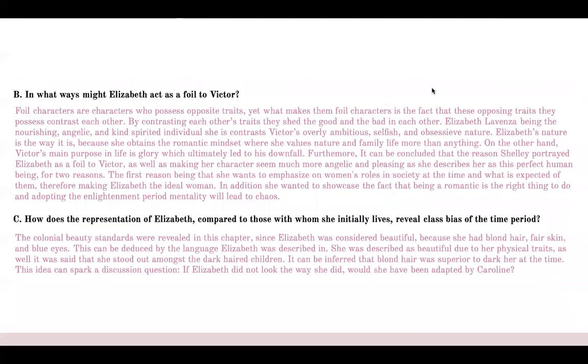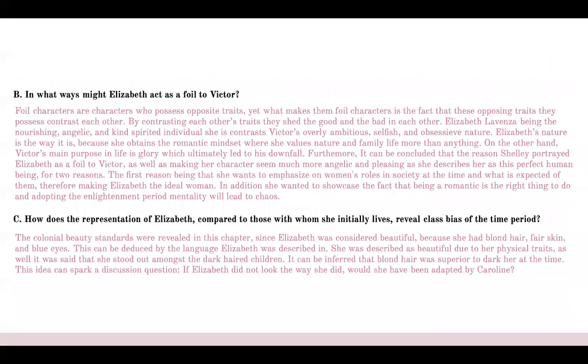Now, in what ways might Elizabeth act as a foil to Victor? So I did previously mention that but we will go into further elaboration. Foil characters are characters who possess opposite traits, like I previously mentioned. Yet what makes them foil characters is the fact that their opposing traits contrast each other. By contrasting each other's traits, they shed light on the good and the bad in each other, like I previously mentioned.